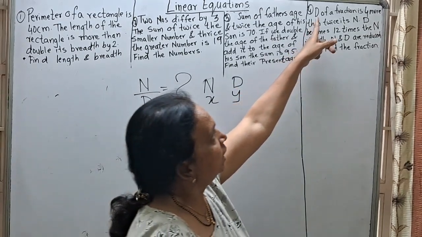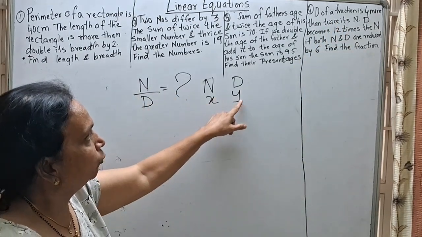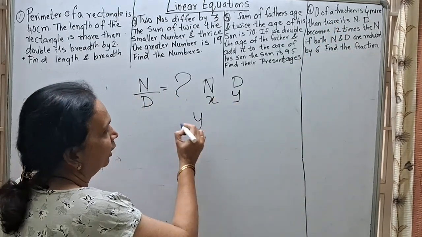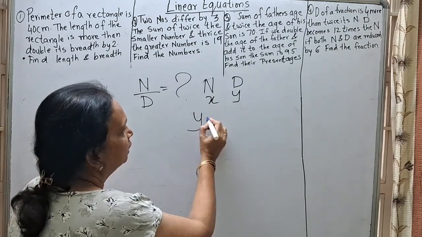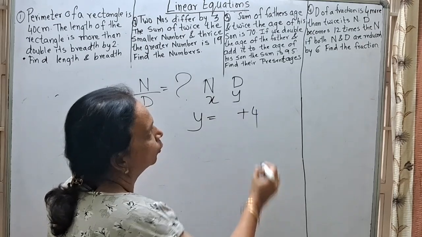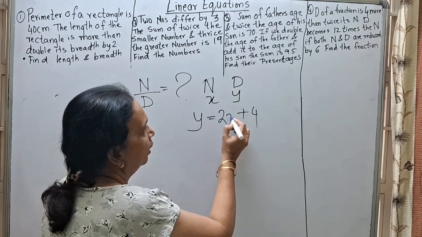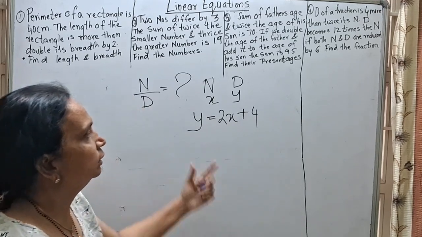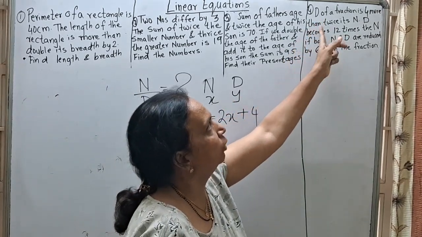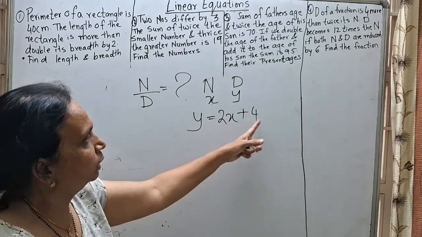Now what he is saying: denominator of a fraction. The denominator is y. Is means equal to, 4 more means plus 4, then twice its numerator, that is 2x. This is how I have simply written what they have asked us to do: y is equal to 2x plus 4.